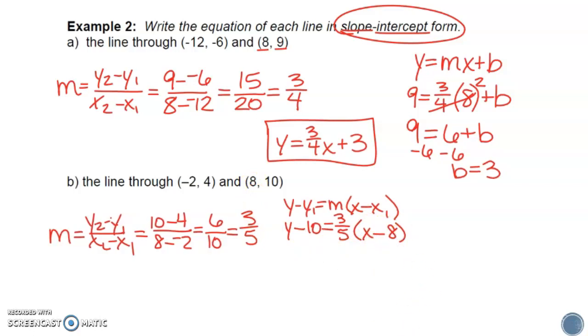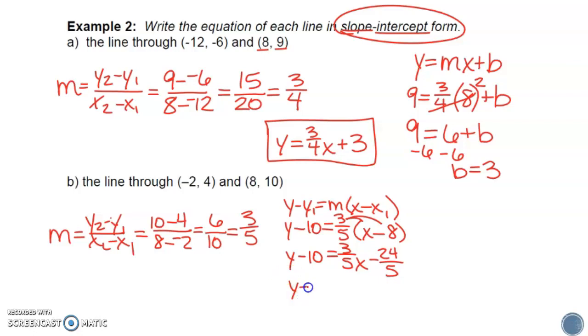I'm going to go ahead and solve for y so that in the end I will have y equals mx plus b. But before I solve for y, I've got to distribute my 3/5 to both the x and to the -8. So I have y minus 10 equals 3/5 x minus 24/5. And the issue that I encounter is that the next step is to add 10 to both sides, but 10 does not have a common denominator with my -24/5. So I'm going to go ahead and create something with a common denominator of 5.